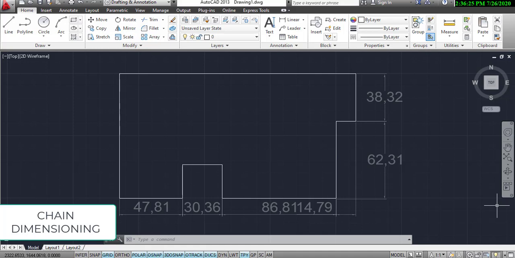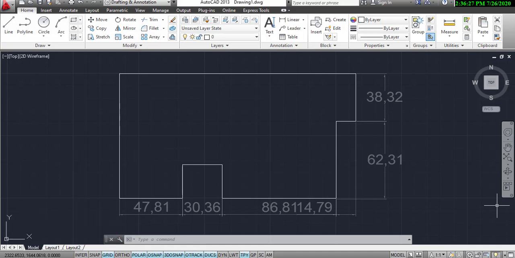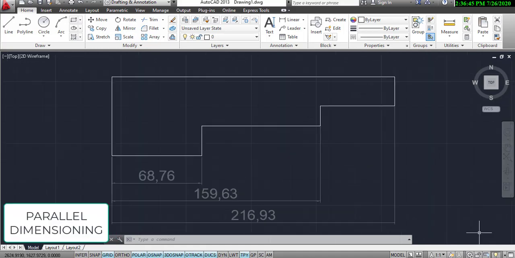The second way of arranging dimensions is the parallel dimensioning. In the parallel dimensioning, a number of dimension lines parallel to each other and spaced out are used. This method is used where the number of dimensions have a common datum feature. One example of parallel dimensioning is this drawing here you can see on the screen. This is how we place dimensions parallel to one another.